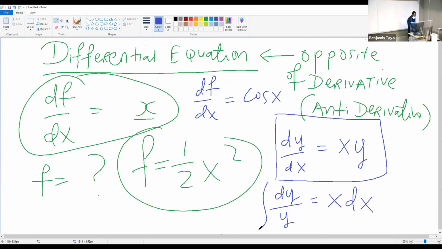And then you go ahead and integrate both sides. When you integrate dy over y, what do you get? It's natural log. So you get something like the natural log of y is equals to, let's say, x squared over 2. And then solving this equation, you get y is equals to e to the power x squared over 2.